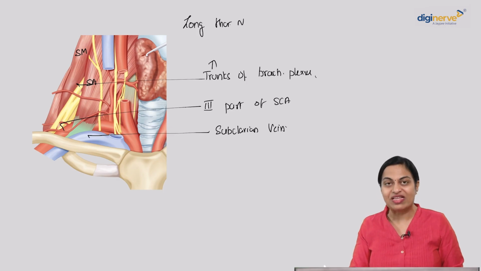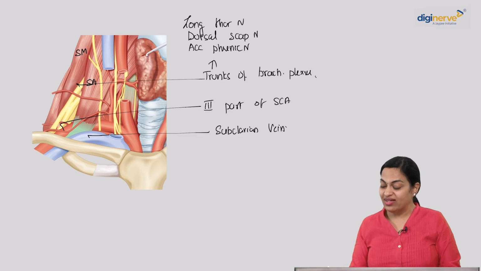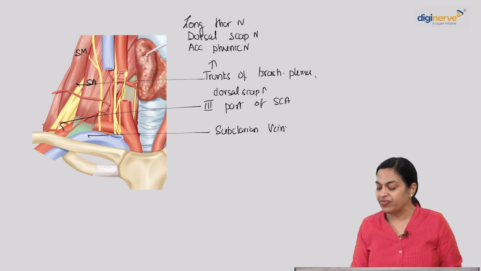The long thoracic nerve with the root value C5, C6, C7. The dorsal scapular nerve with the root value C5. Accessory branch to phrenic nerve with the root value C5. Okay, and coming from the subclavian artery, we'll be able to see dorsal scapular artery, transverse cervical artery, suprascapular artery.